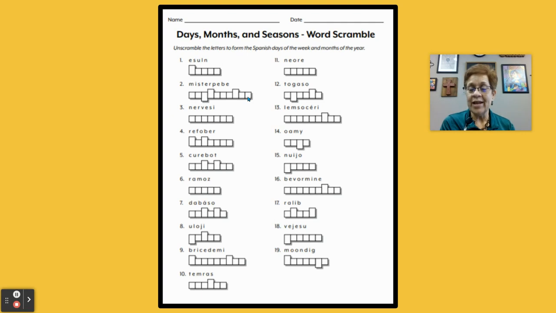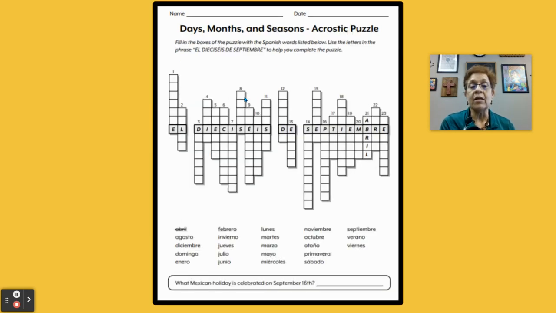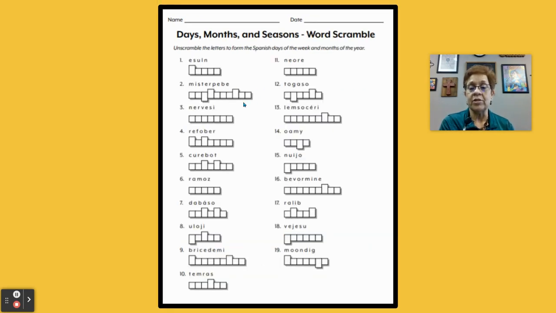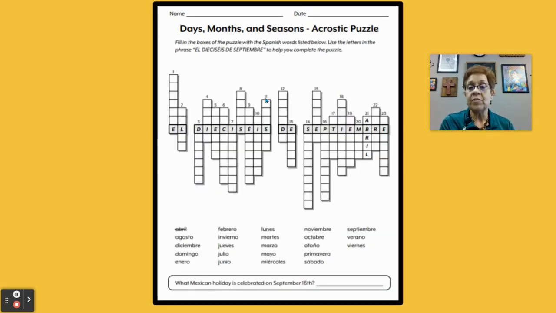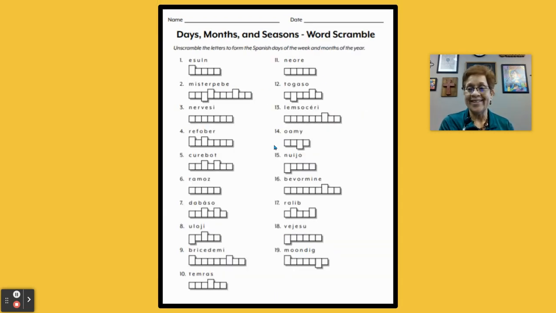So use your cheat sheet. That's what I call it, your days, months, and season cheat sheet to write these in there correctly. So you do this if you get the acrostic puzzle done. And then you come and do this. But I want this one to be done before I get back. This is just extra, extra.